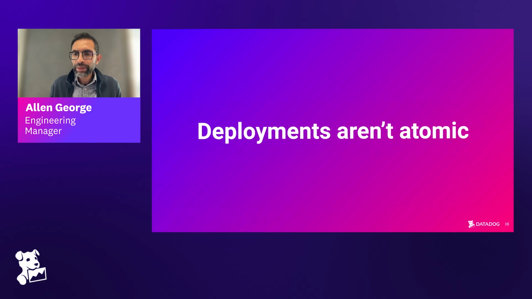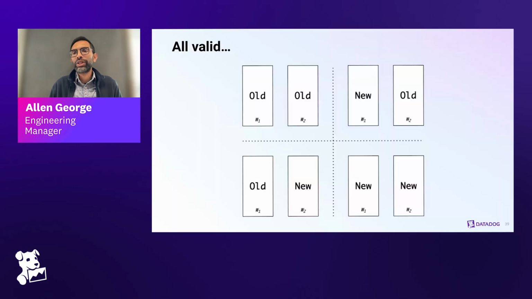The other thing to keep in mind is that deployments aren't atomic. That's actually very straightforward. You just have to live in a world where you can have any combination of old and new workflows, right? So any one of these is valid. What you just got to remember is that old workflows have to be able to process new messages, new workflows have to be able to process old messages, and there've got to be no changes in state transitions.